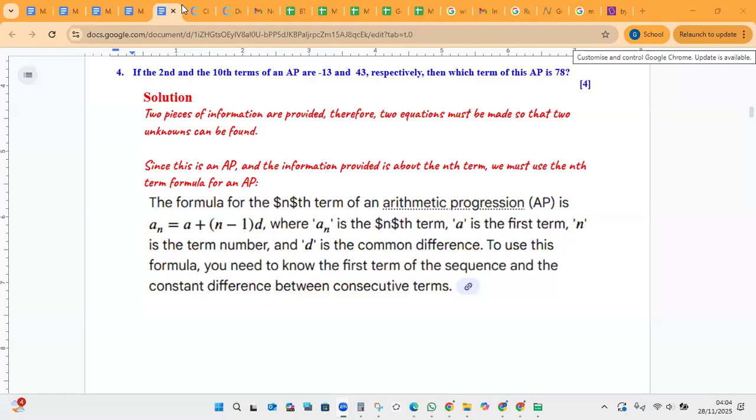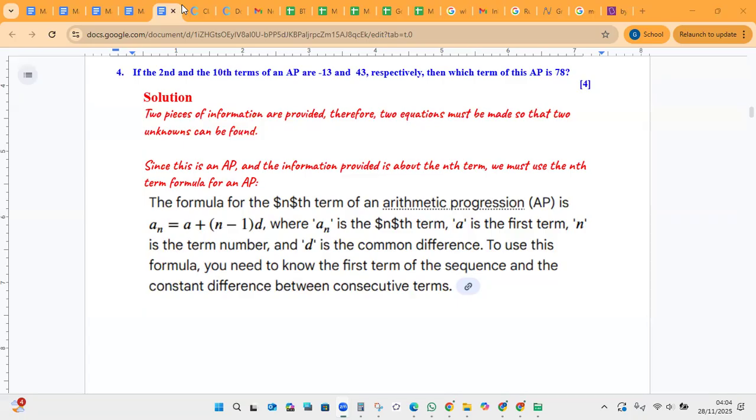In this recording, we are going to talk about number 4. It reads, if the second and 10th terms of an AP, which stands for arithmetic progression, are negative 13 and positive 43 respectively, then which term of this AP is 78? So this is an arithmetic progression question, and we're not trying to find a particular term, we're trying to find which term, the nth term, which n will give us 78.